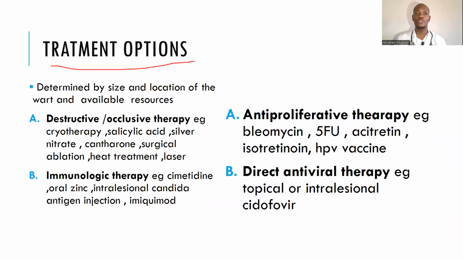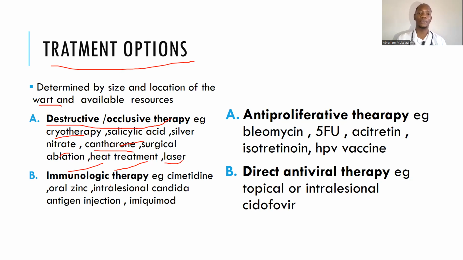So the treatment options usually vary depending on the type of the wart that you have, where it is located, and the desired outcome for the patient. In these treatment methods, we usually divide them to see are they destructive or occlusive therapy. In this case, you can have things like cryotherapy, salicylic acid, silver nitrate pencil, cantharidin, surgical ablation, heat, or even laser. So these ones are just destructive methods.